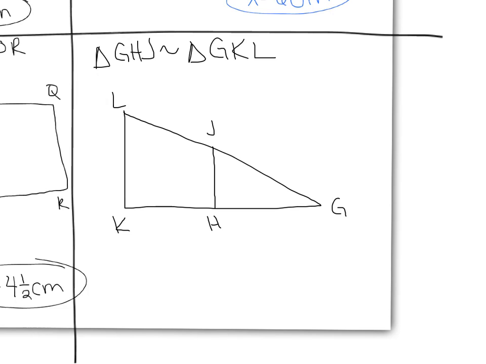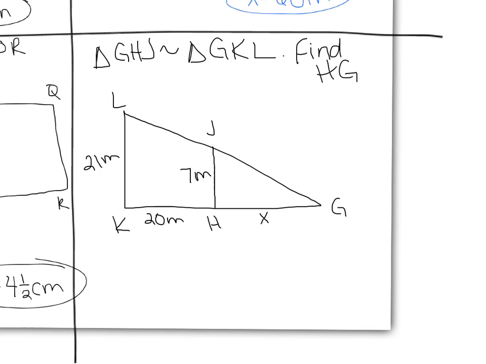Okay, we're going to have KL measures 21 meters. KH measures 20 meters. JH measures 7 meters. And HG is what we're looking for. Forgot to add that up there. We're looking for HG. Okay, now this time it might be a little tricky to decide what your proportion might look like. So what I like to do is I like to start out with some sides that I do know.